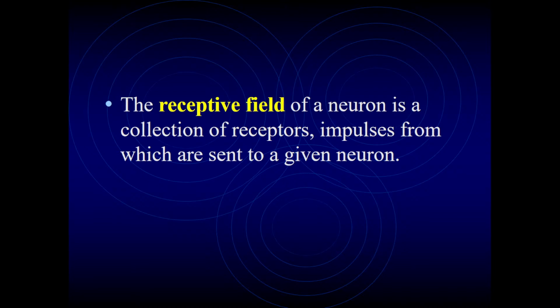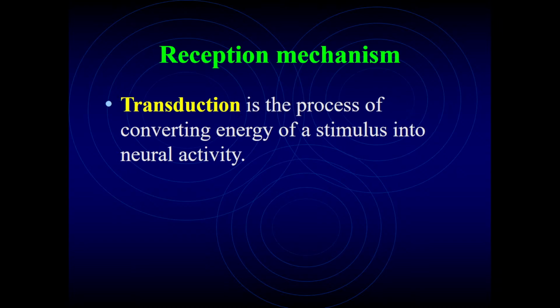What is the receptive field? The receptive field of a neuron is a collection of receptors, impulses from which are sent to a given neuron. Receptive fields can vary in size. Next question, reception mechanism. What is transduction? Transduction is the process of converting energy of a stimulus into neural activity.